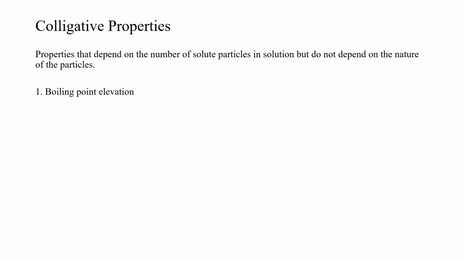For example, if you have a solution of sodium chloride in water, that's just table salt, the boiling point for that solution is going to be above 100 degrees Celsius. The boiling point for pure water is 100. That temperature represents the temperature at which the water evaporates to become a gas.